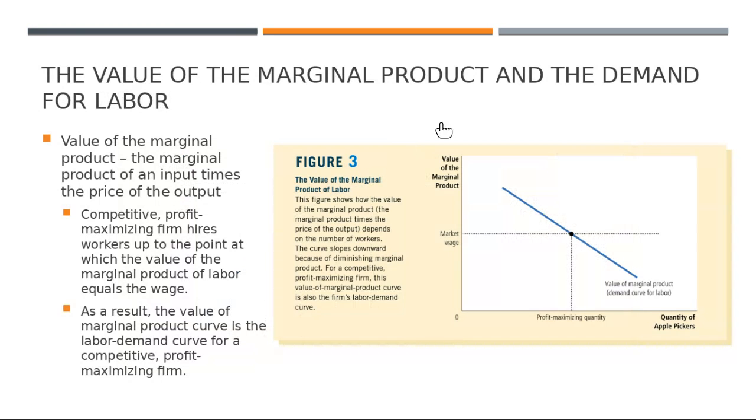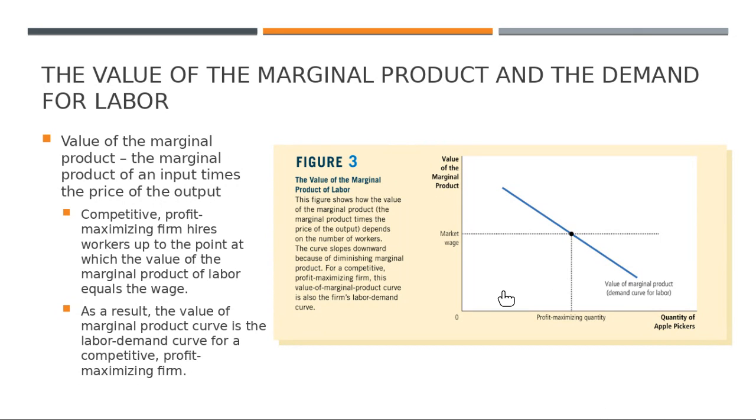Now, this actually has some useful implications because the value of the marginal product of labor ultimately ties into the demand for labor. The value of the marginal product, again, is the marginal product of an input times the price of the output. A competitive profit maximizing firm hires workers up to the point at which the value of the marginal product of labor equals the wage. As a result, the value of the marginal product curve is the labor demand curve for a competitive profit maximizing firm. Basically, wherever the market wage is for laborers, a firm will hire up to the point that the value of the marginal product of labor is greater than the wage.